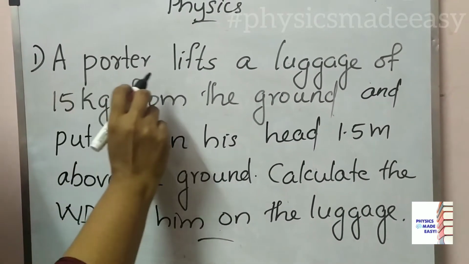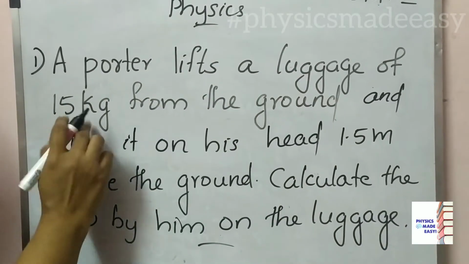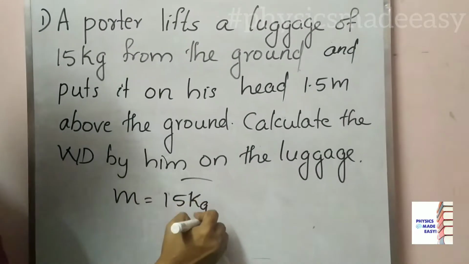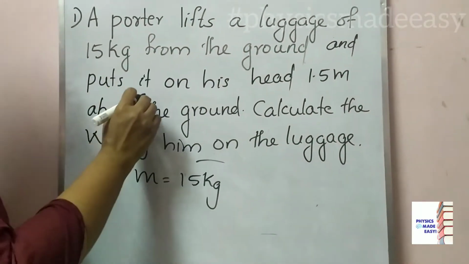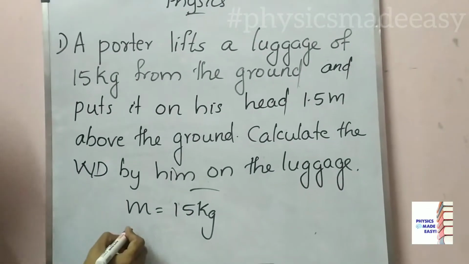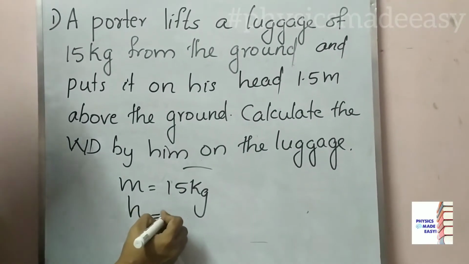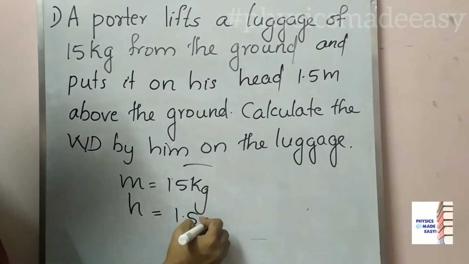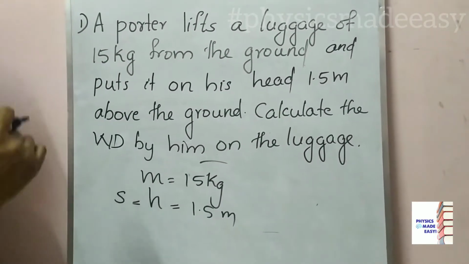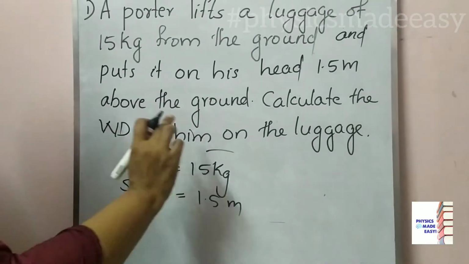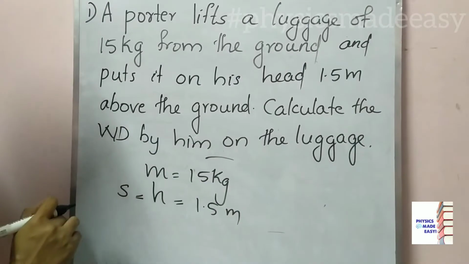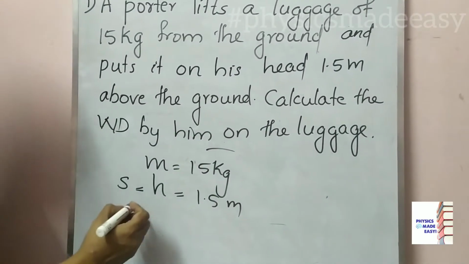Here the porter lifts a luggage of 15 kg. Mass is equal to 15 kg, from the ground and puts it on his head 1.5 meter above the ground. We can take that as h. h is equal to 1.5 meter, that is the distance through which the object has travelled. Then calculate the work done by him on the luggage. How can we calculate the work done, children?